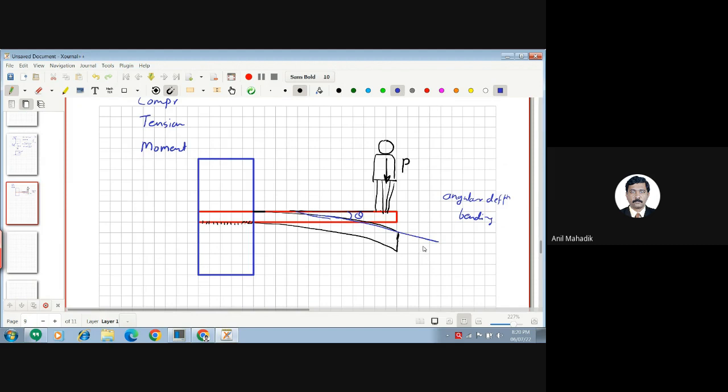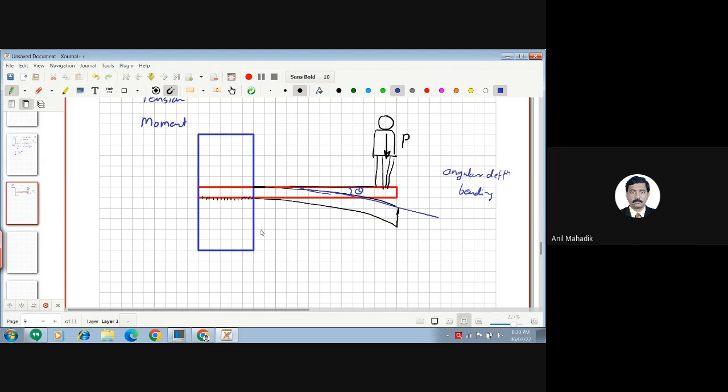So why is it bending now? Can anybody tell me what is the reason for bending? What do you see? Why is it bending? What are the things which are causing this bending? Load. The person is standing on the free end, and away from this point, which I can call the point of rotation. So the load is an out of plane load.